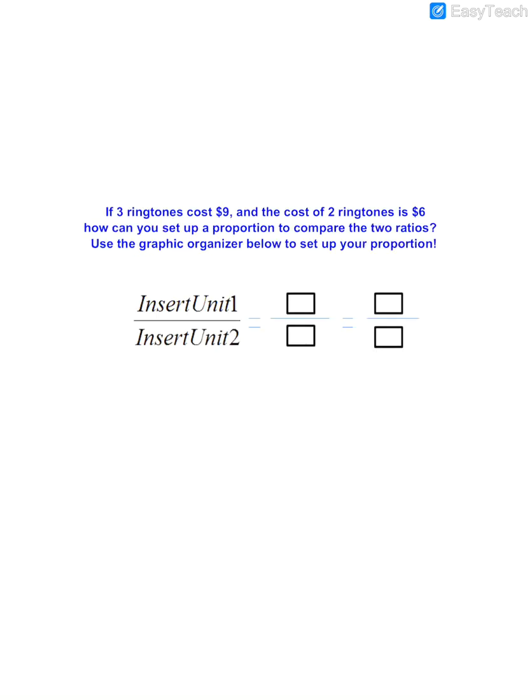If 3 ringtones cost $9 and the cost of 2 ringtones is $6, how can you set up a proportion to compare the two ratios? Use the graphic organizer below to set up your proportion. So we call this a starter ratio, where you're looking at the units first before inserting any numbers. So when it says insert unit 1, you're going to look at the first unit that you're talking about. The first unit is the ringtones. So on the top, I'm going to write ringtones.